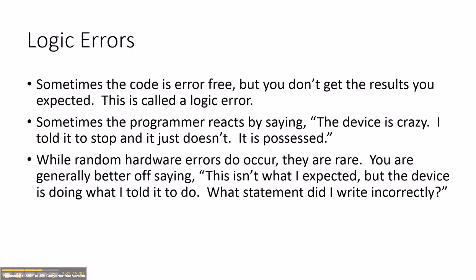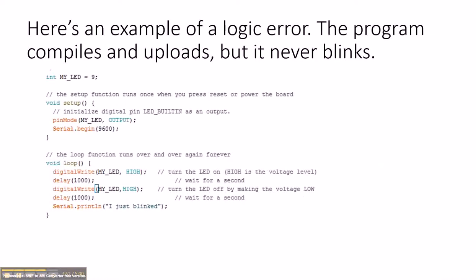The other thing you can have is a logic error. The compiler, the verifier, is not going to complain, but it still doesn't give you what you want. Sometimes people say, oh, this device is just crazy, but normally it's something that we did wrong. So let me give you an example of a logic error. The program compiles and uploads, but it never blinks. If you study this, can you see what's wrong?